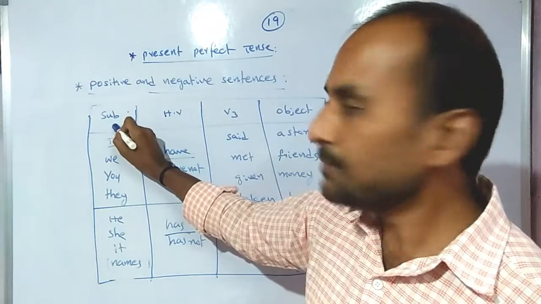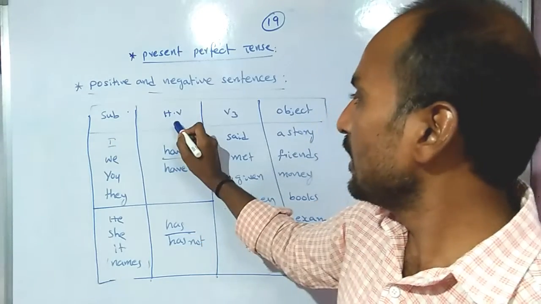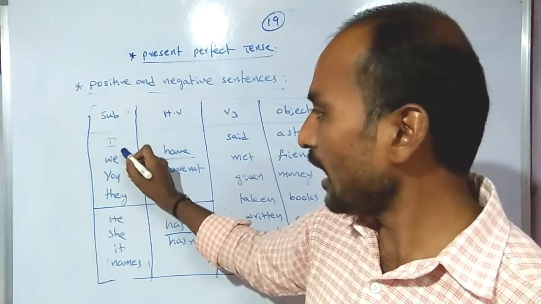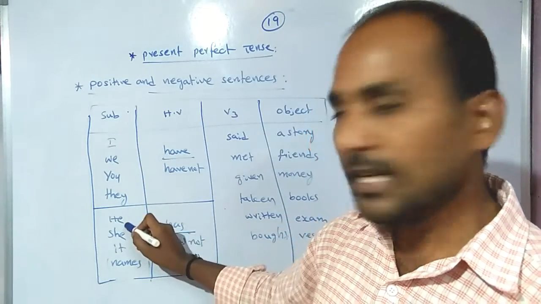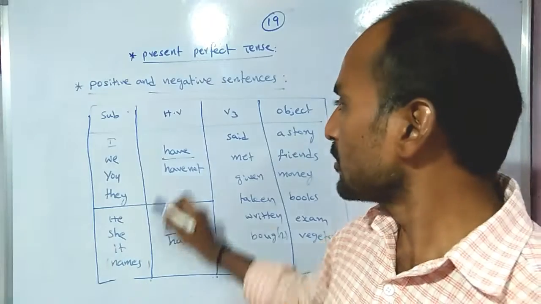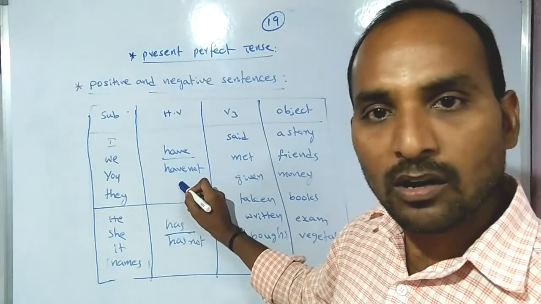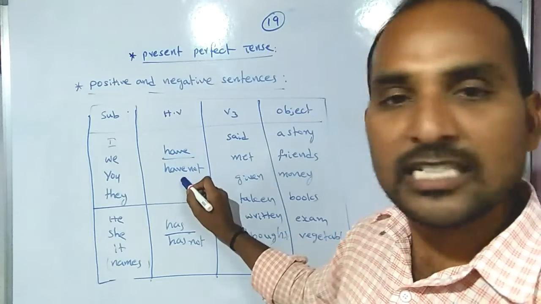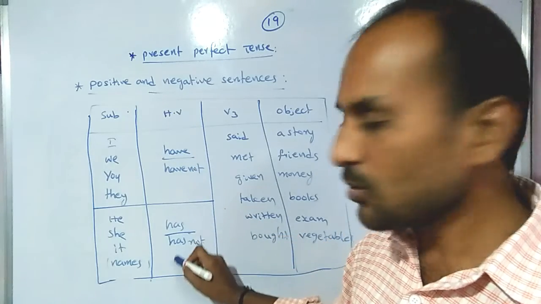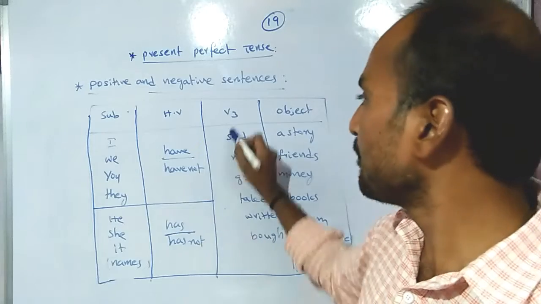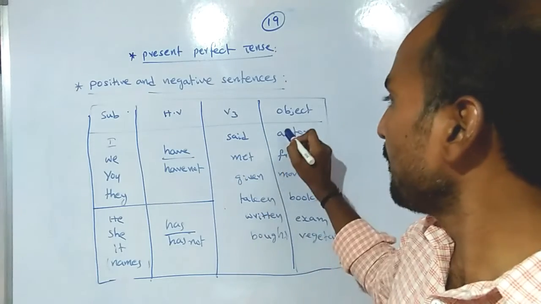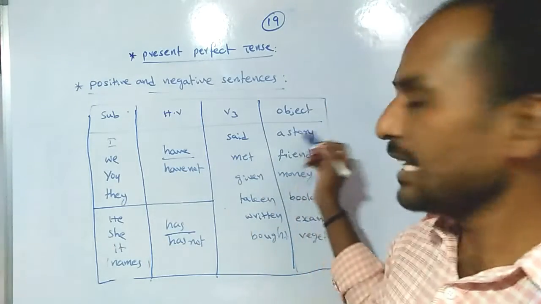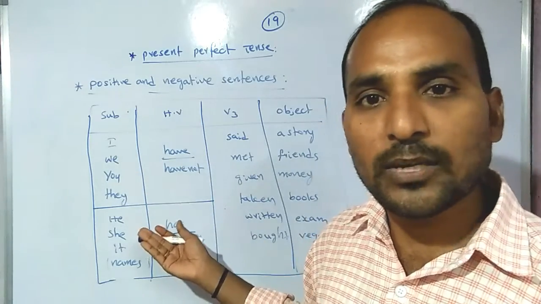By taking subject according to the structure, subject and helping verb, V3 and object. Subjects are I, we, you, they, and he, she, it, names. Helping verbs are have or haven't, has or hasn't. Have is for positive and haven't is for negative, and has is for positive, hasn't is for negative. V3 forms are already taken and objects are also taken. Okay. So I have said a story. I have said a story.